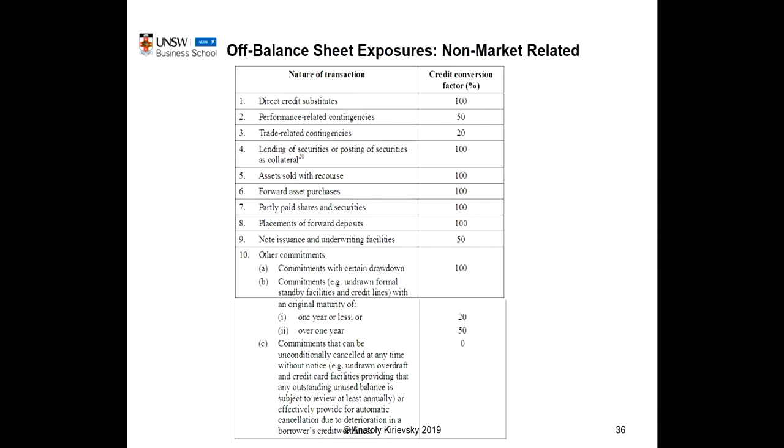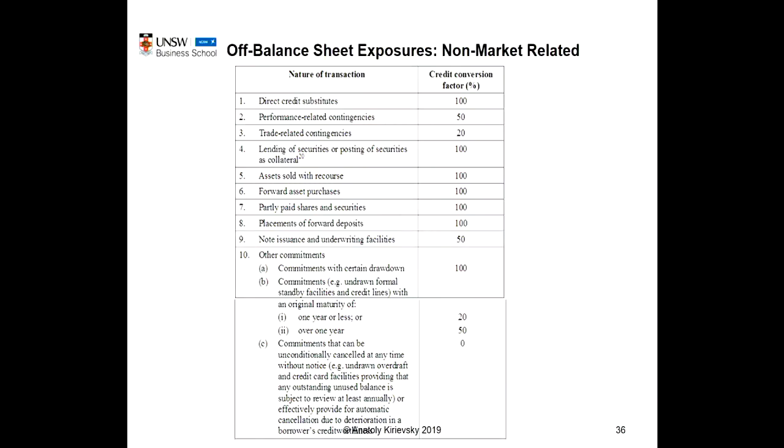Other commitments. Commitments with certain drawdowns. If you made a loan that has drawdowns every 6 months, there's a certain drawdown. It hasn't happened yet, but it will happen, therefore the conversion factor is 100%.